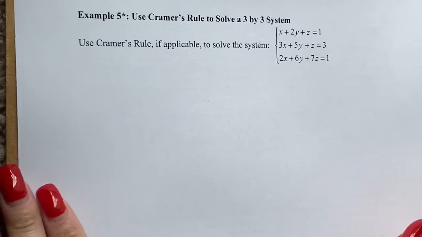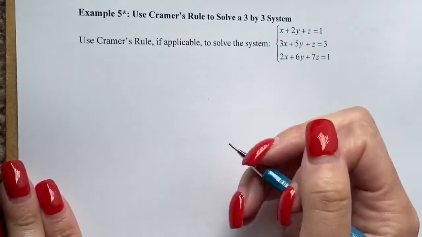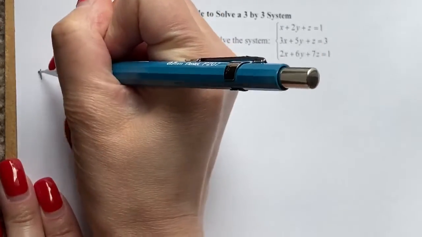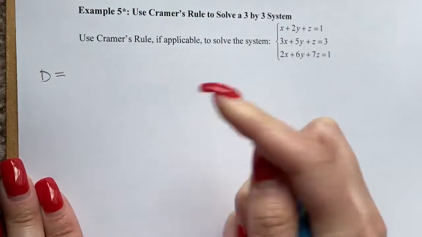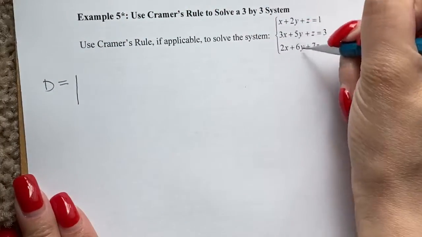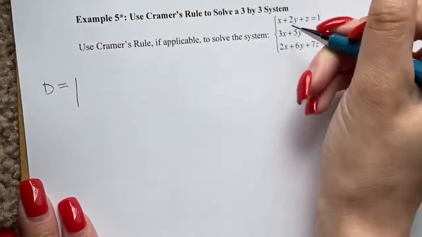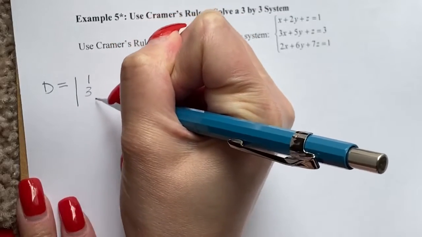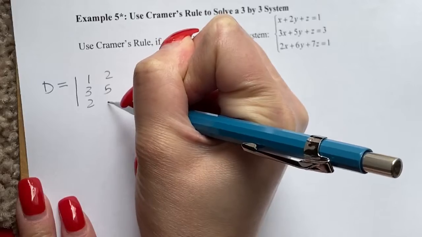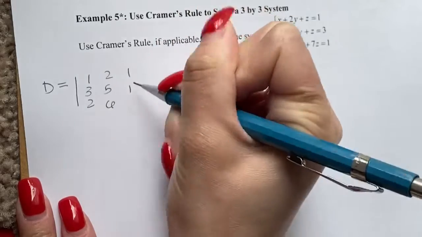Let's do this example. Okay, I'm going to use a calculator so you can understand what I'm doing. Using Cramer's rule, the first thing you're going to do is find the determinant, using the x, the y, and the z coefficients. So you have 1, 3, 2, 2, 5, 6, 1, 1, 7.